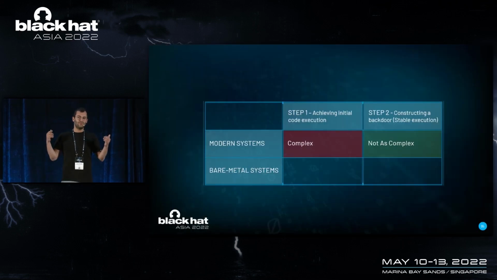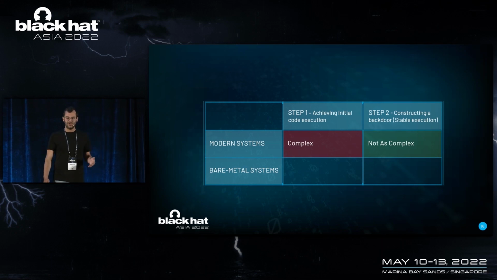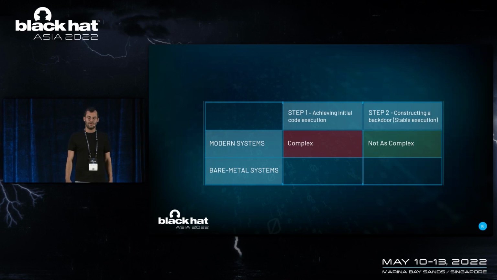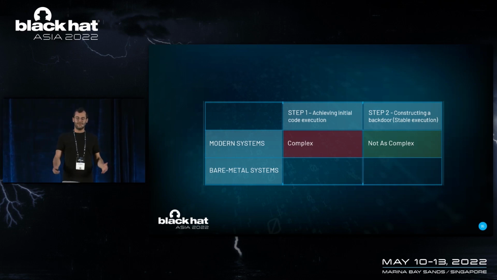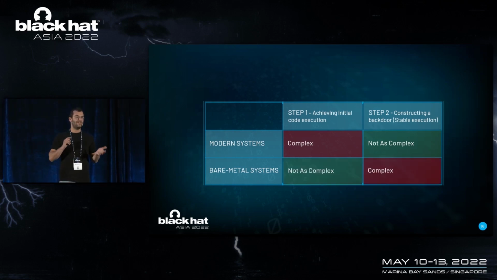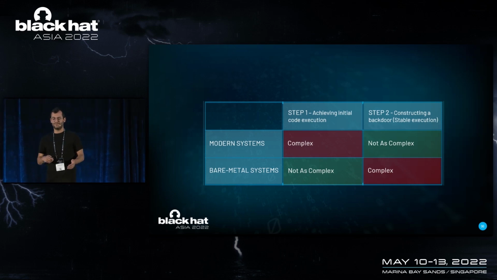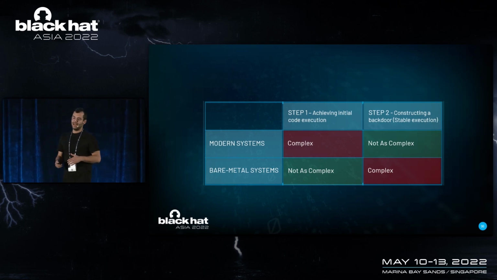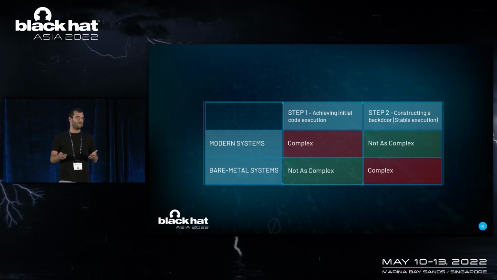And if we come back to what we talked about before, in general we take two steps: achieving initial execution and then constructing the backdoor. So we've seen that, in our opinion, in bare metal systems you have quite the opposite than in modern systems. The first step is usually not that complex after you have some vulnerability, because as you've seen, the mitigations are not state of the art, not all of them are implemented. But the second step of constructing the backdoor and having this stable execution is harder, because you don't have this rich environment to rely on.